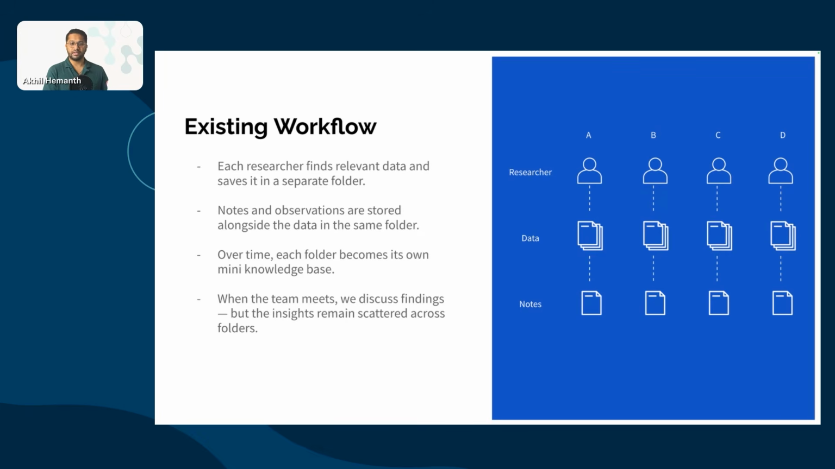Even though every researcher would find relevant data, they would save it in separate folders so that they're trying to organize this whole thing. And so the notes and observations are stored in the same folder as the data. And over time, each folder becomes its own mini knowledge base, right? Because you're adding more notes to the same folder. And so when the team meets, we discuss findings, but the insights remain scattered across the folders. So this is the challenge that we were facing when we started this whole process.